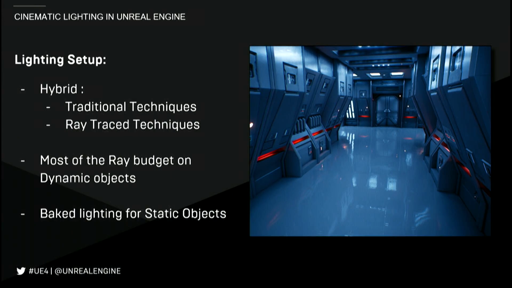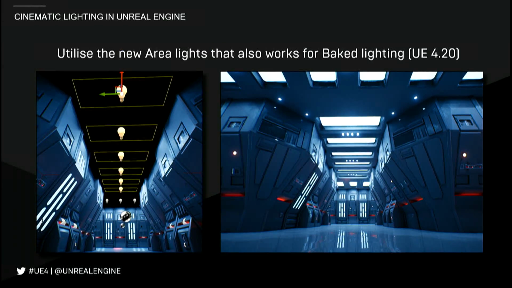And then for the lighting setup, since the beginning, we knew that it would be a hybrid of traditional techniques and ray trace techniques. We wanted to keep the ray budget on the dynamic objects, so all the characters. And for the environment, we kept the classic baked lighting. And then to bake the environment, we utilize the new area light. The new area lights are actually working also at baking time, and this feature will be available in 4.20.